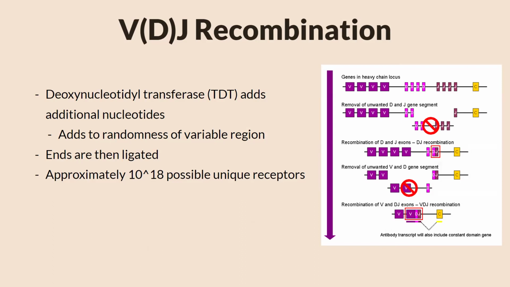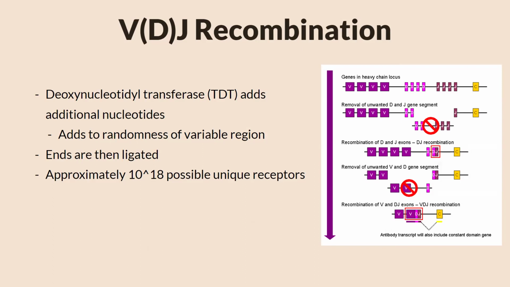It's not going to vary by a ton, but that extra 10, 15, whatever it is, is going to add to the variability and hopefully catch more antigens. So I think at the end of that, the ends are just ligated, and you get this full VDJ region plus the constant region coding that's going to be transcribed into the antibody.